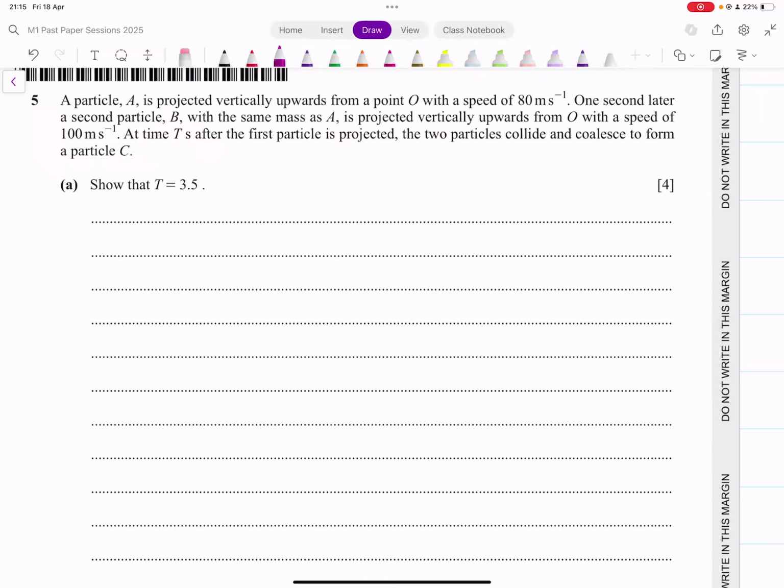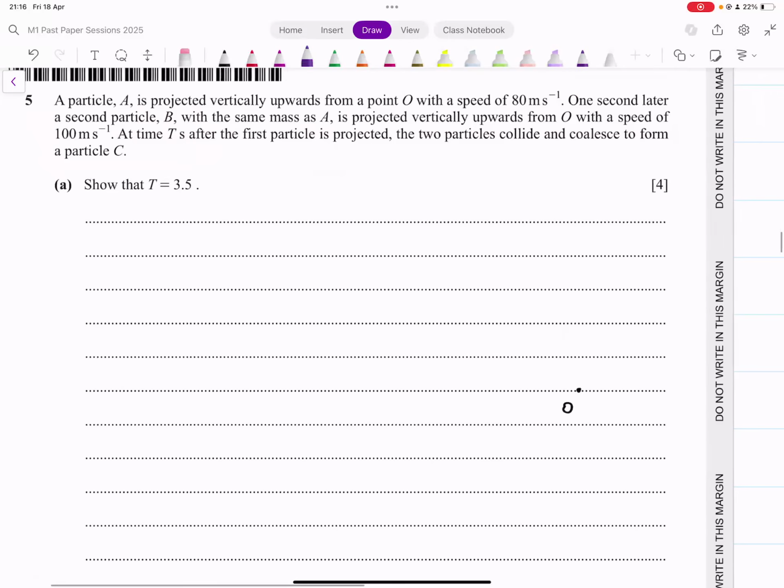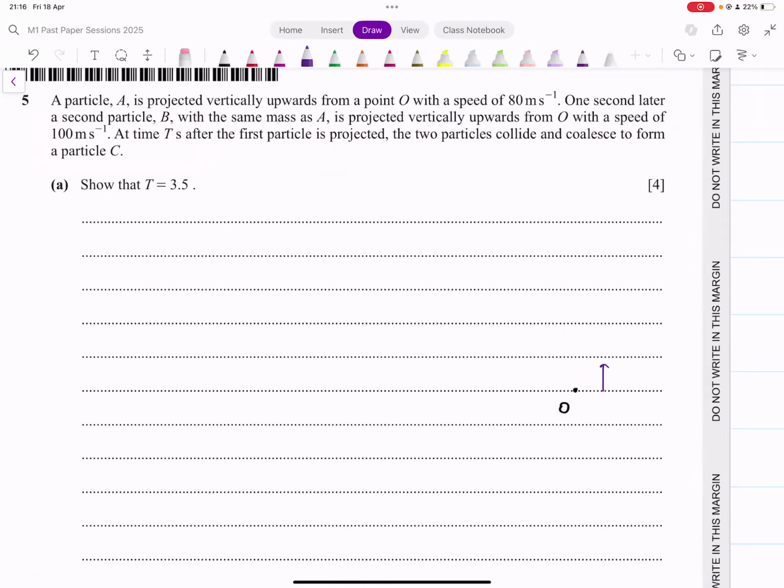Okay, so A is projected vertically upwards from this point O. So let's say we've got this point O, and A is projected from this in the upwards direction at a speed of 80 meters per second. There's another particle that's projected, that's B, and that's projected at a speed of 100 meters per second. But this was projected 1 second later. B started 1 second later. Okay, keep that in mind.